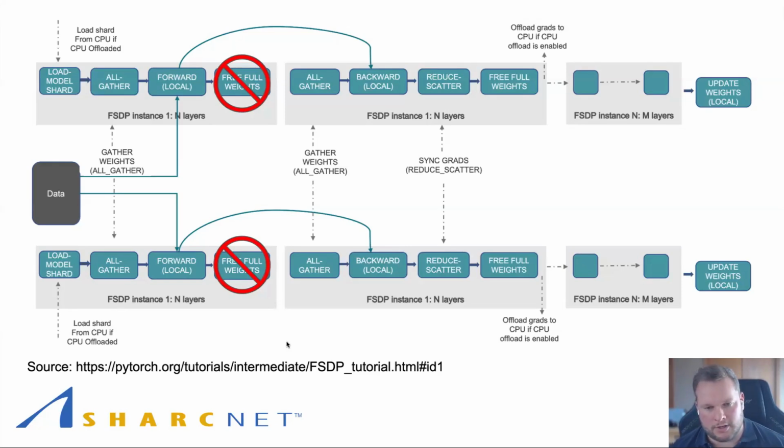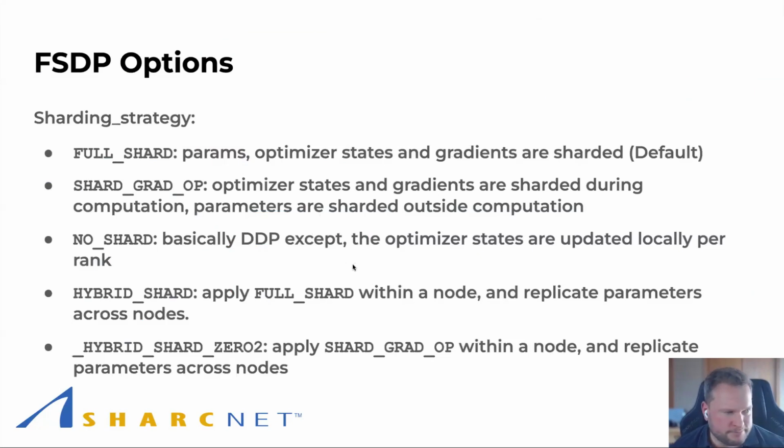So how this works is, you wouldn't necessarily want to use this on an entire model. You can apply different sharding strategies for different subunits. And this is looking at more interesting ways of managing that memory and communication trade-off. Then there's no shard, which is basically DDP, except the optimizer states are updated locally per rank. So you'll actually get divergence of your optimizers, I believe, among the ranks. So your models won't be exactly the same across ranks.